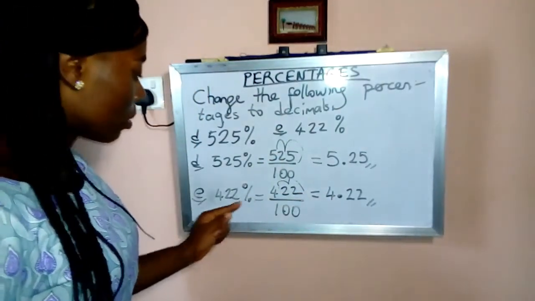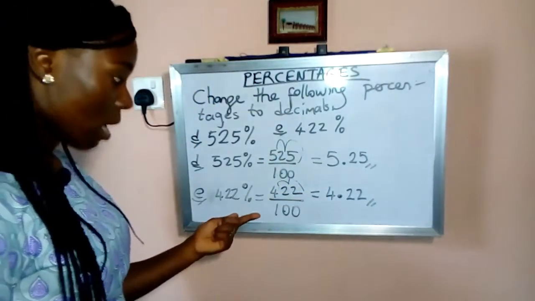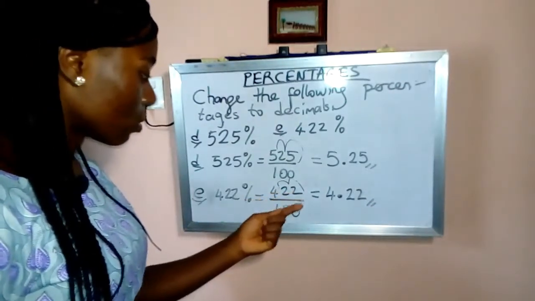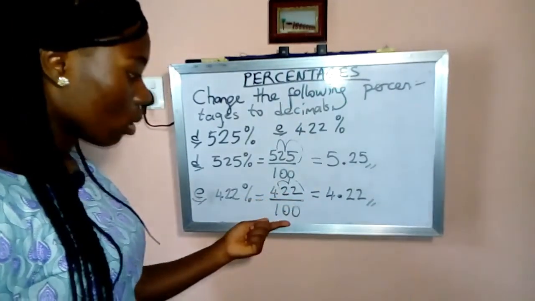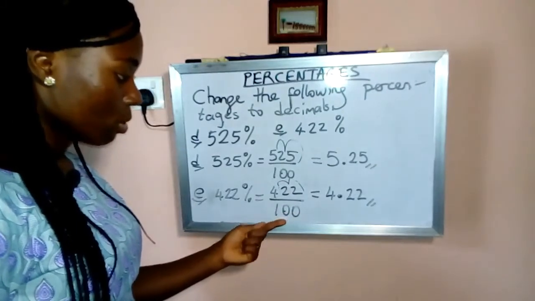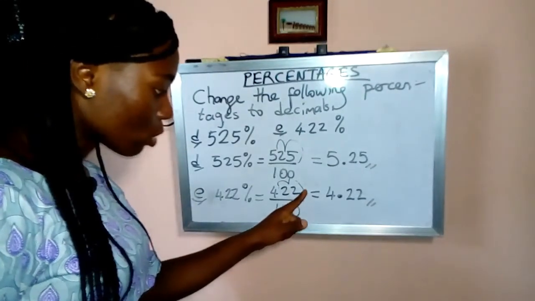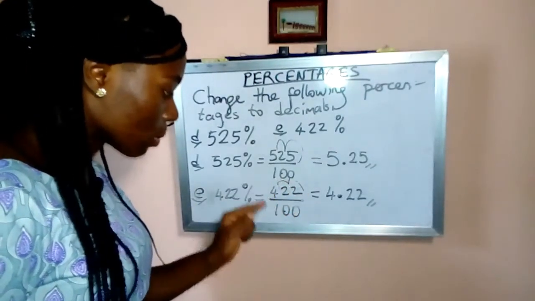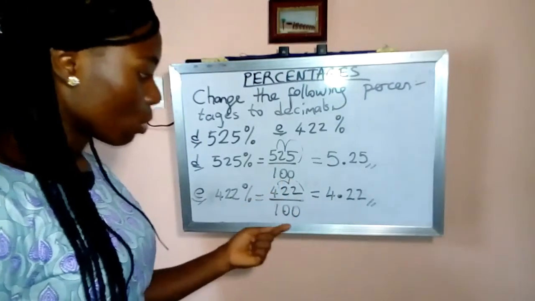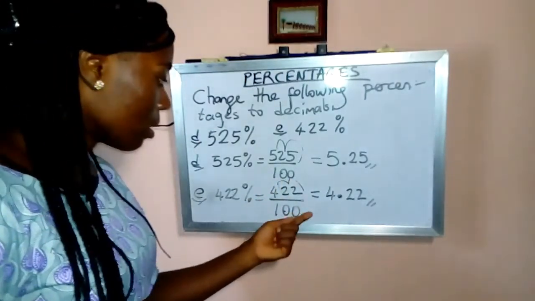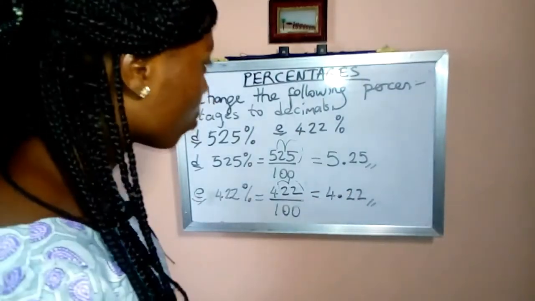Now the next one is 422%. As usual, we have 422 all over 100. Again, we have 2 zeros, so I'll move from the back just 2 places, 1, 2. We have 4.22 as our answer.